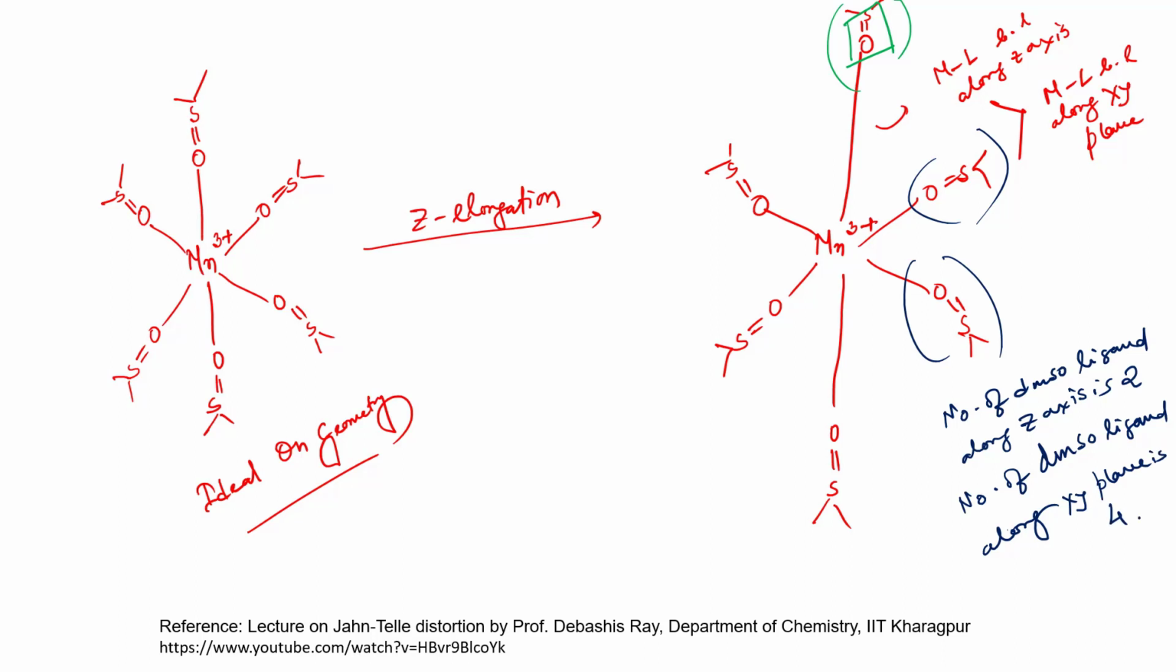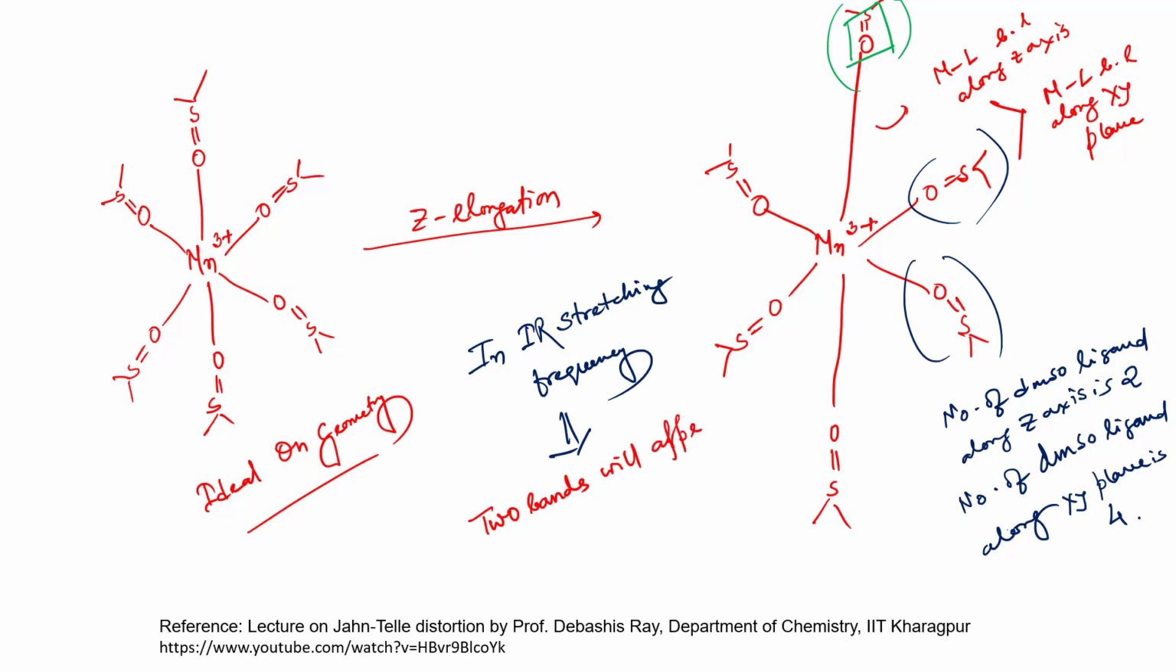Since I already told that this extended metal ligand bond will have an interaction with the ligand that is actually on the SO bond, since there are two different ligands along the z-axis and along the x and y axis, because of this, in the SO stretching frequency in the IR spectrum, two bands will appear with intensity ratio 2 along the z-axis and 4 along the xy plane, that is an intensity ratio of 2:4, this is 1:2.